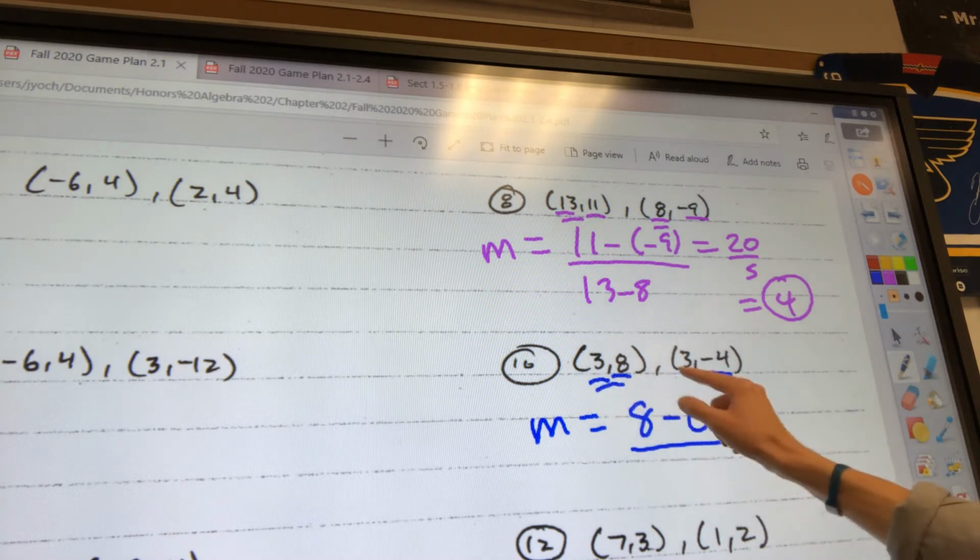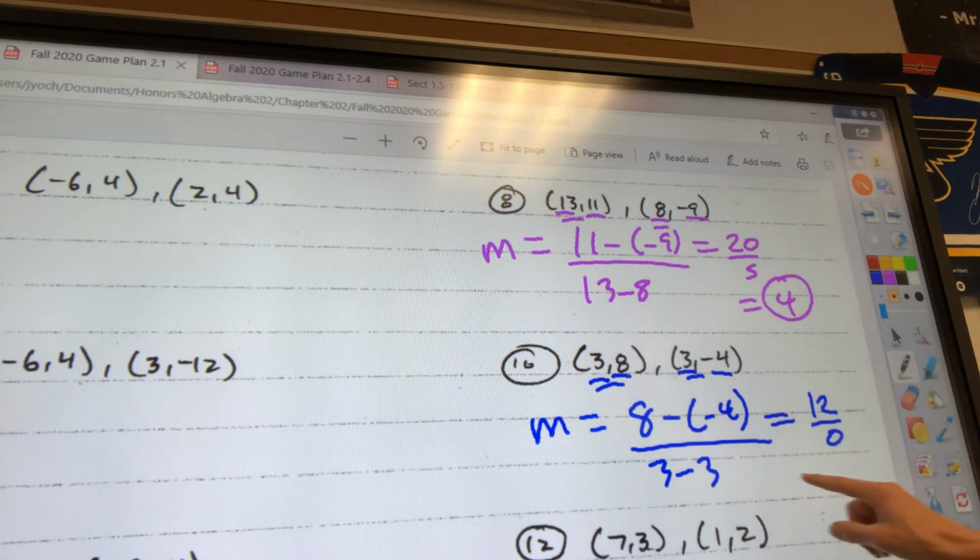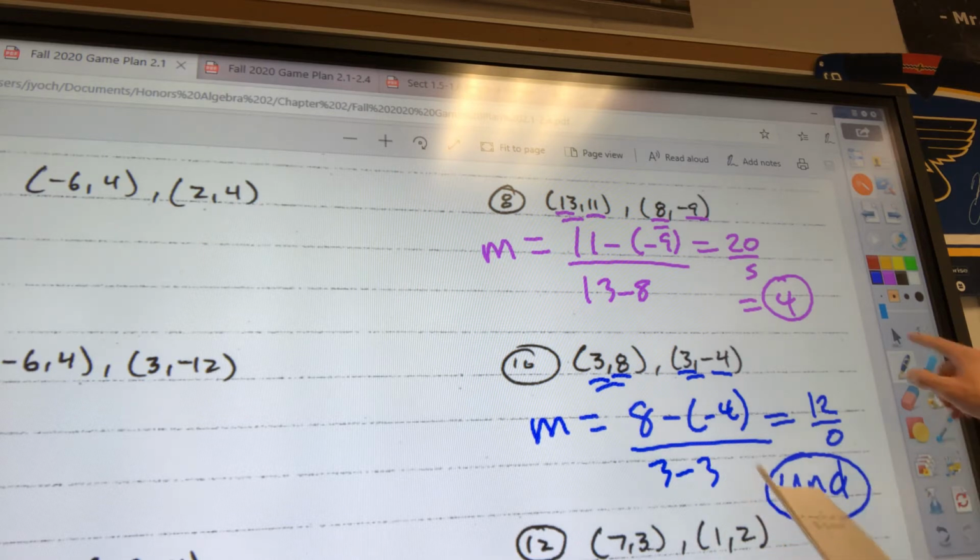Oh, this is a good one here. 12 divided by 0. It's not 0. It's not 12. It's not a negative 12. It's undefined. This has no slope. It's a cliff. Undefined. Just write UND for me, please. All right, let's go to the next page.